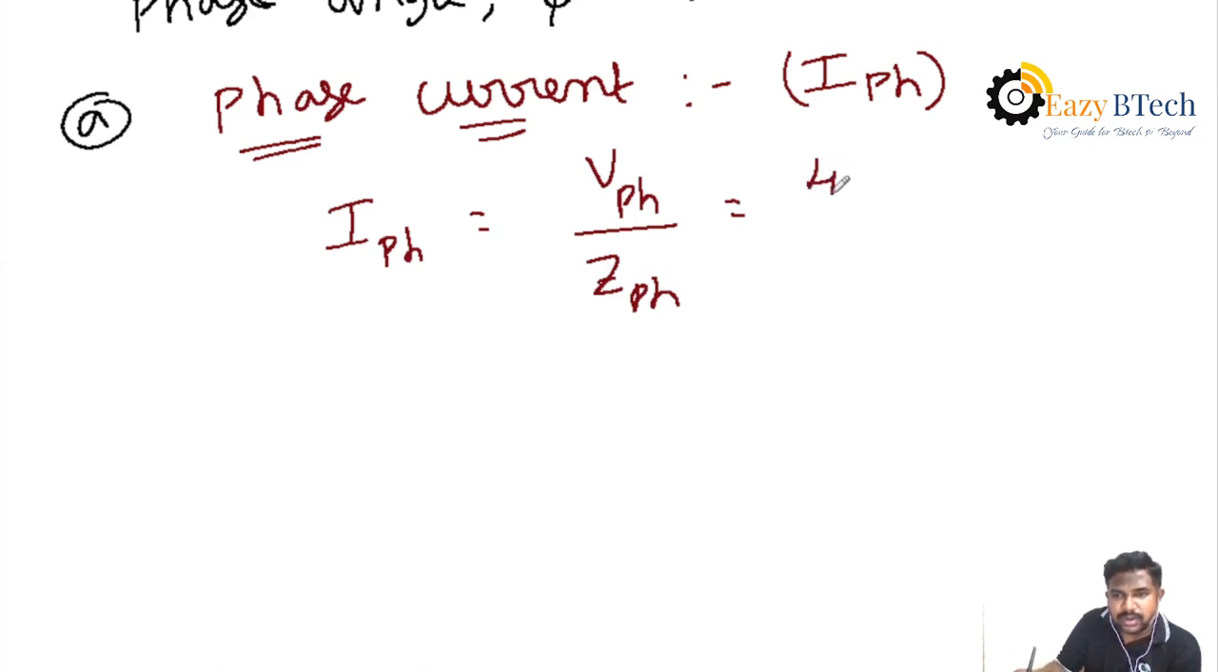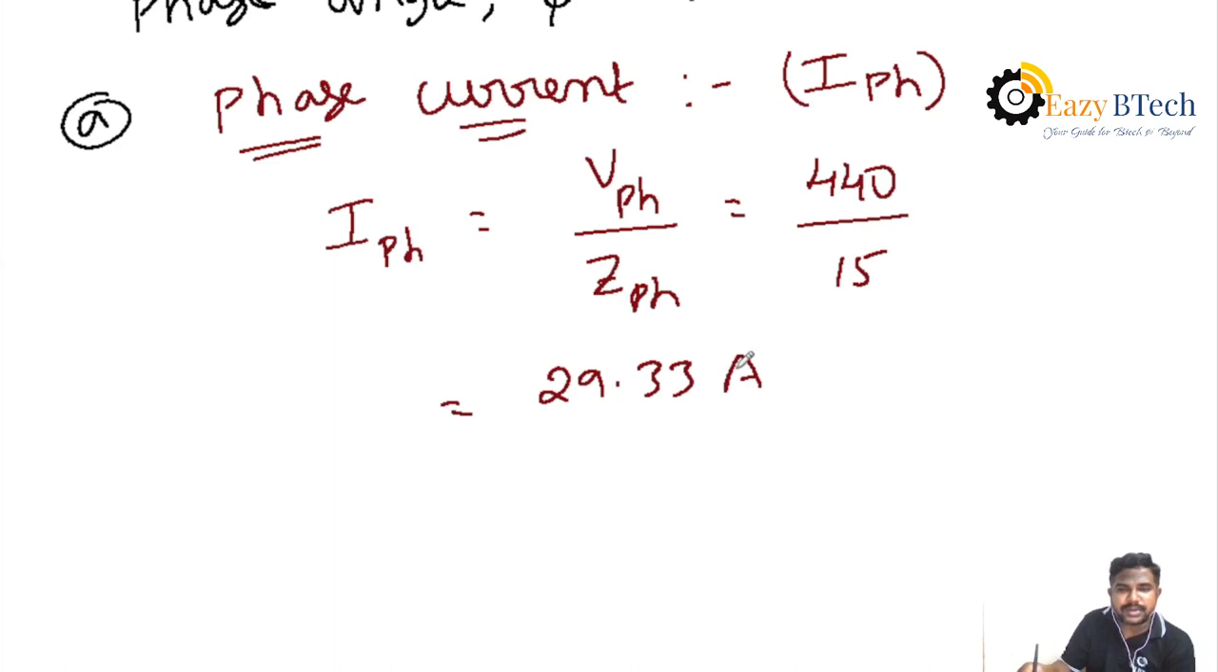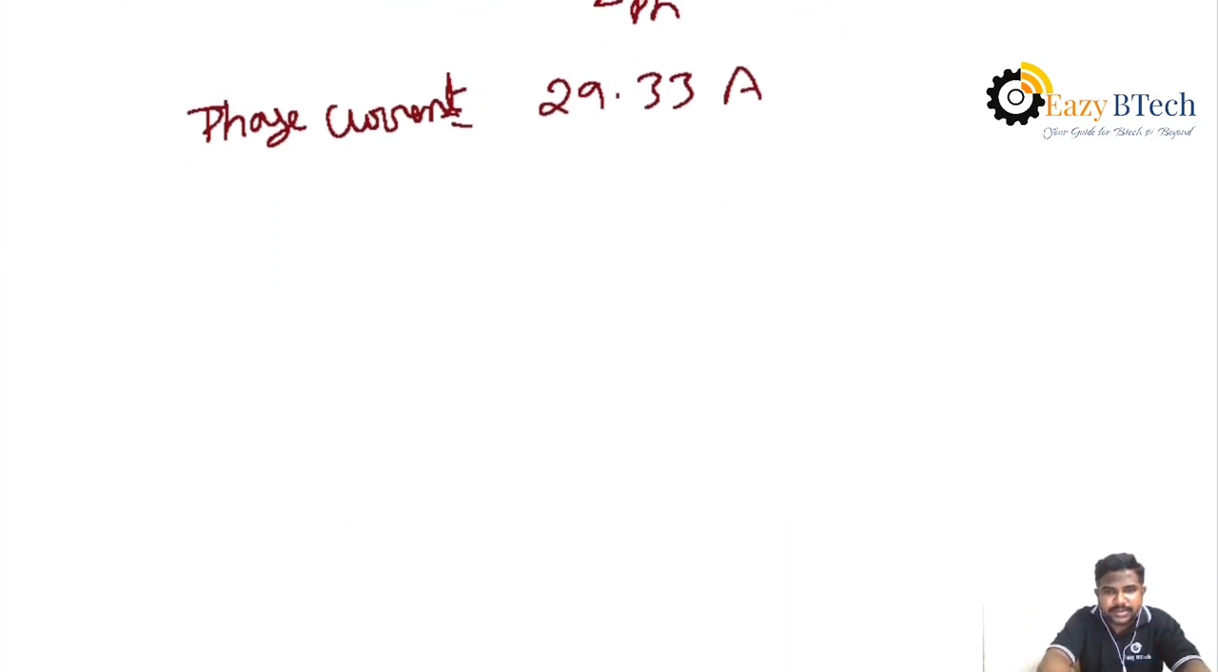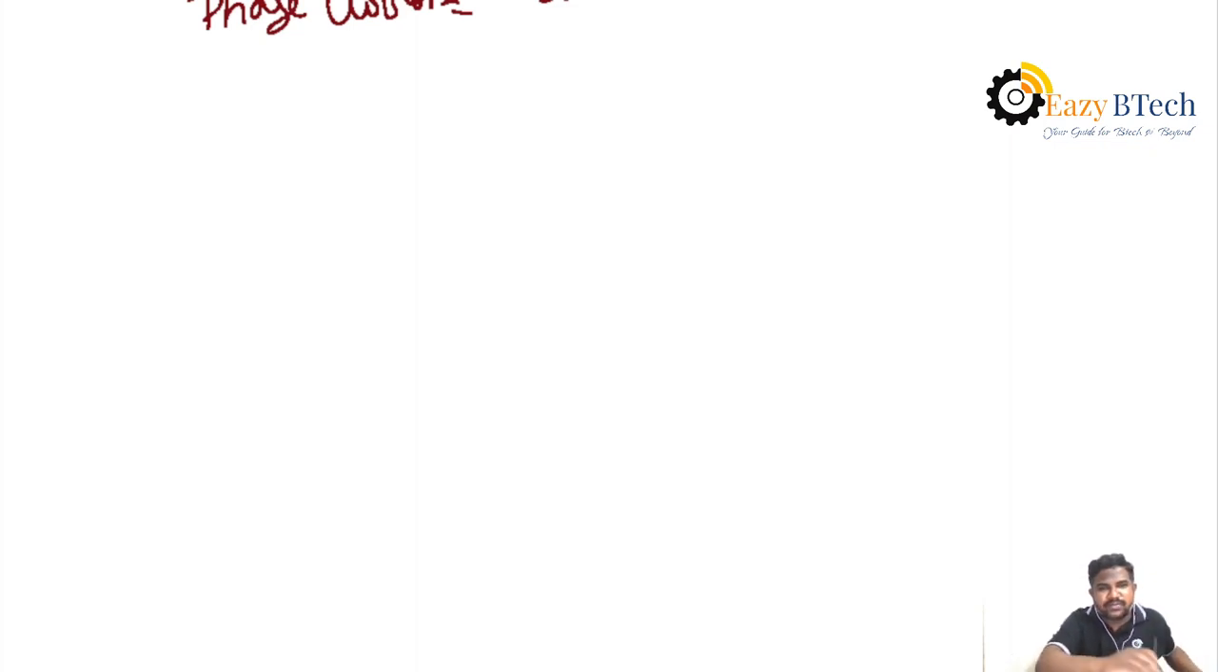We know the given value VPH is 440, and ZPH, which we have to calculate, has a magnitude of 15. From that, the phase current value is 29.33 amperes. You see the value we found, that is the phase current, 29.33 amperes.